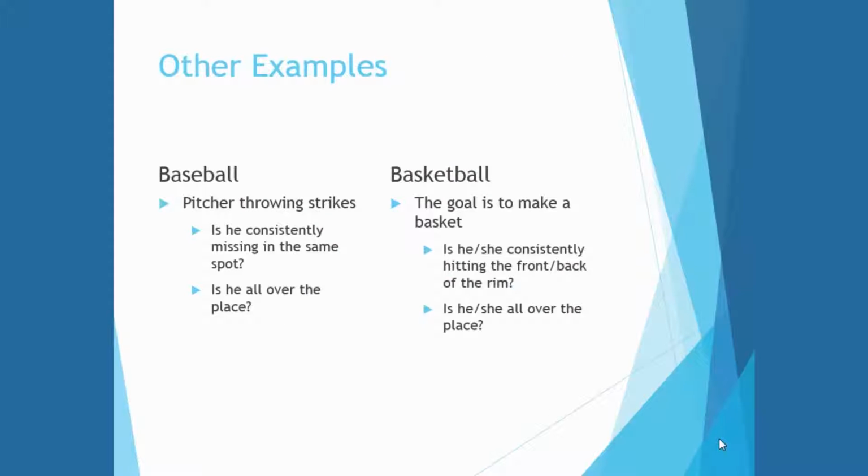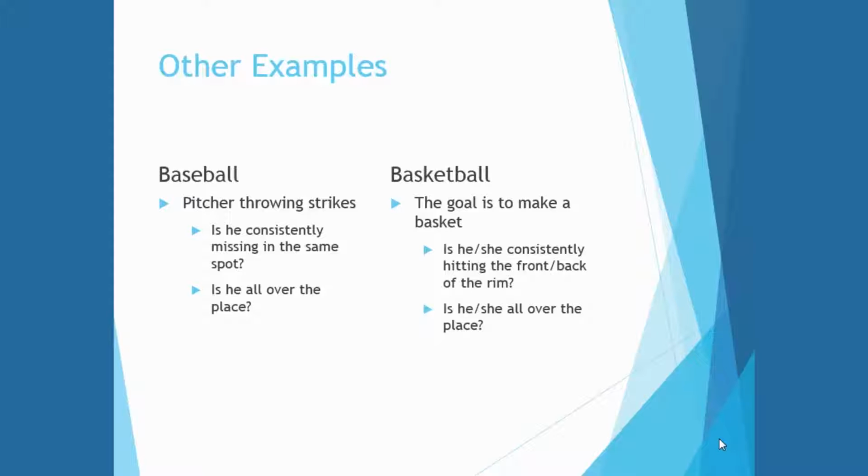So again, some other examples. You have a pitcher throwing strikes. Are they consistently missing in the same spot? Are they all over the place? Where's the ball going? If they're reliable, if every time they throw a slider it's going to hit in the exact same spot, that's reliability. You know that. You can count on them.